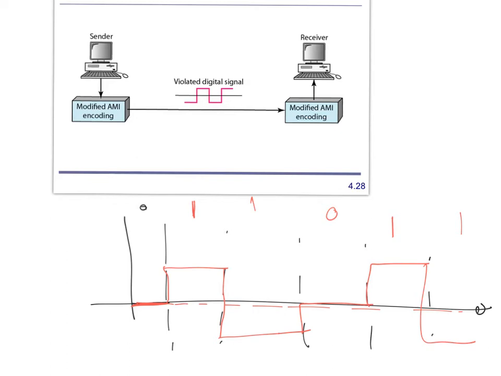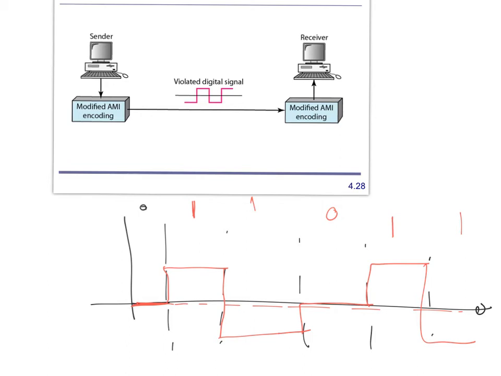So that's why AMI was kind of attractive, because R is 1, so the signal rate is n over 2. Right? So from that perspective, in terms of bandwidth, this scheme is good. But the problem is if you have straight zeros. Okay?